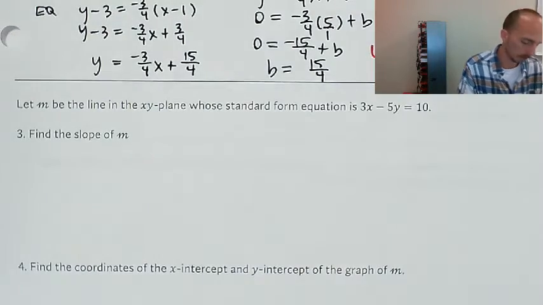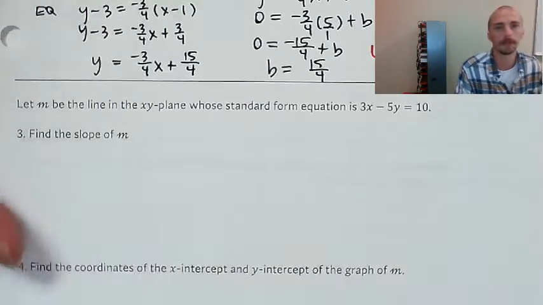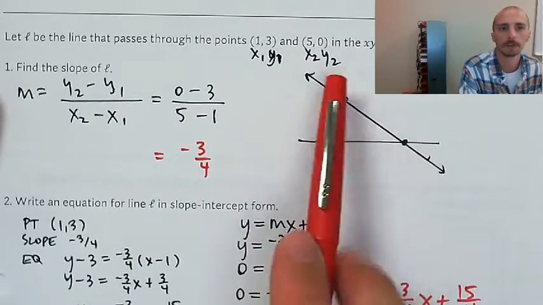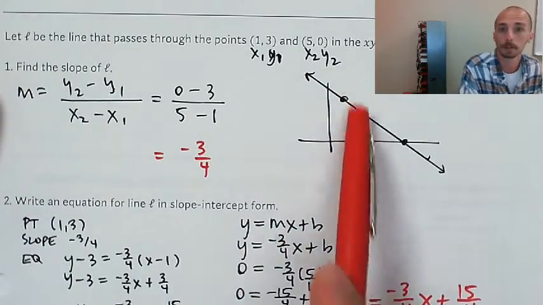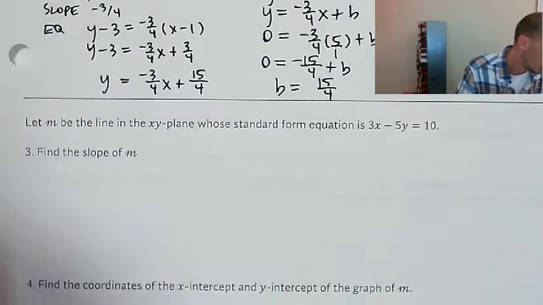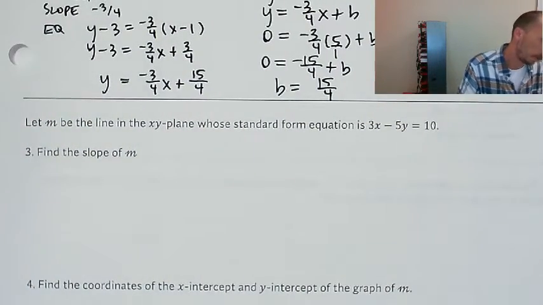So now we're going to talk about a line where, and just to go back, it does make sense that this would be negative 3/4 x plus 15/4. Kind of looks like it. It's got a positive y-intercept and a negative slope. So, it's pretty good. Okay, all right.